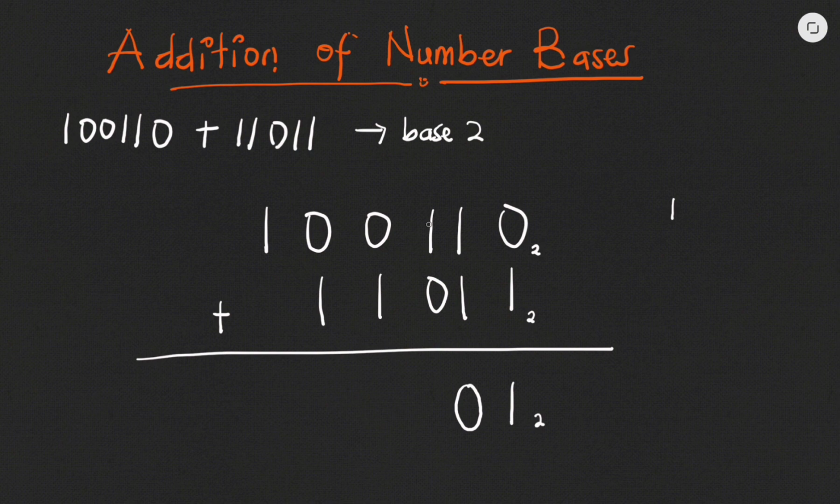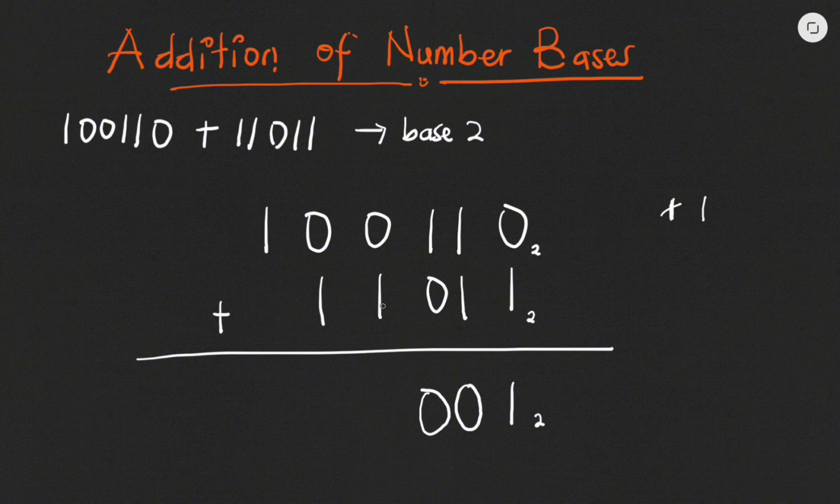So now I move to the third digit. 1 plus 0 is 1, plus the 1 that we carried is 2. So we do the exact same thing again. How many times will the base go into the 2? It will go there once, so remainder 0. So we write down the remainder and carry 1.